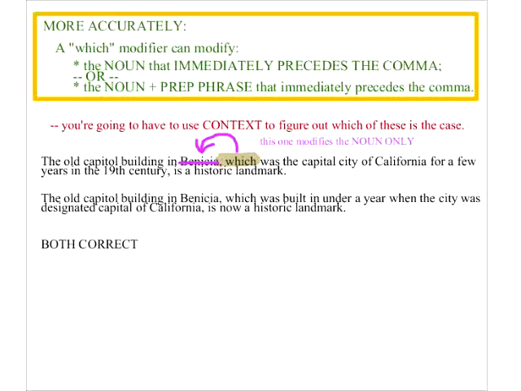Okay. What about the other one? This which modifier right here, what does this modify? Please type in the text box. Yeah, this is the Capitol building. Capitol building, by the way, you would treat as one word. You don't really treat that as a separate two words kind of construction.